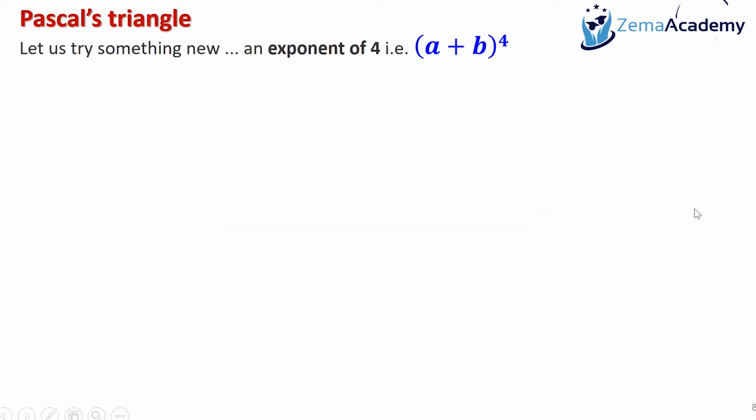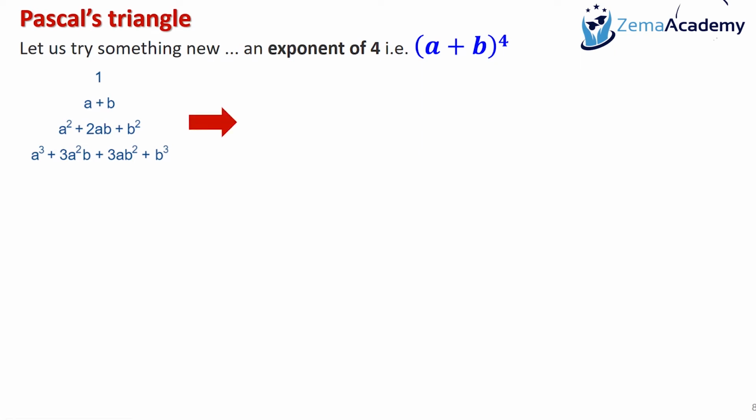So let's try something new. Let's make an exponent of 4, because I just showed you how to do (a + b) to the power cube. So let's take another one, which is (a + b) to the power 4. So you see, the answer that I showed you earlier was this.